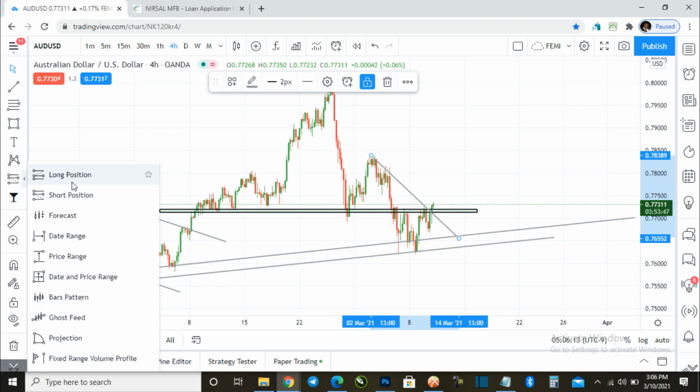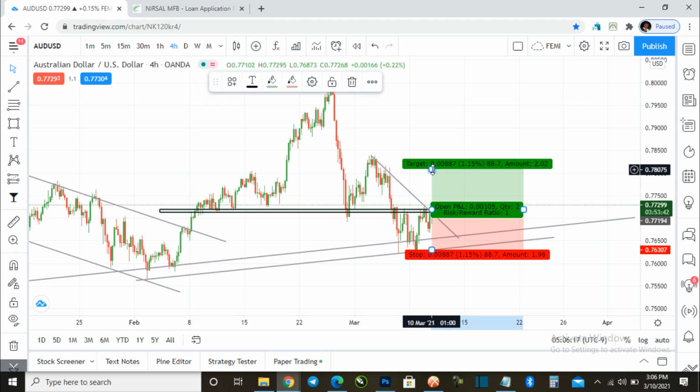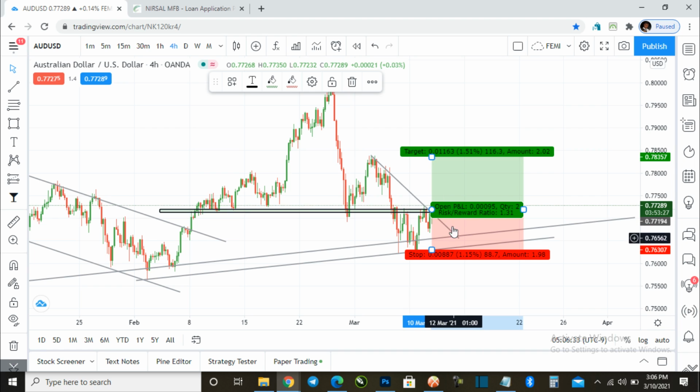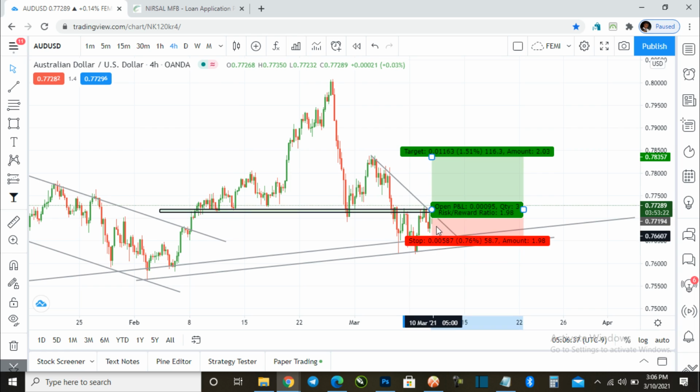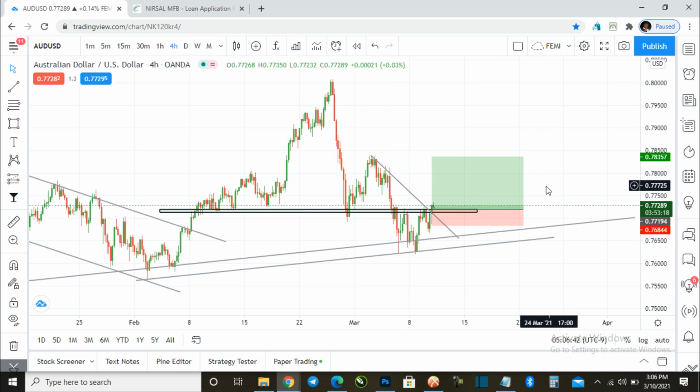Let's place our long buying targets. Okay, we can target that supply area or go up, because from that area the market can reverse. So let's target like 116 pips or below. Our stop loss will be below the previous low, because the market has broken the trend line already.